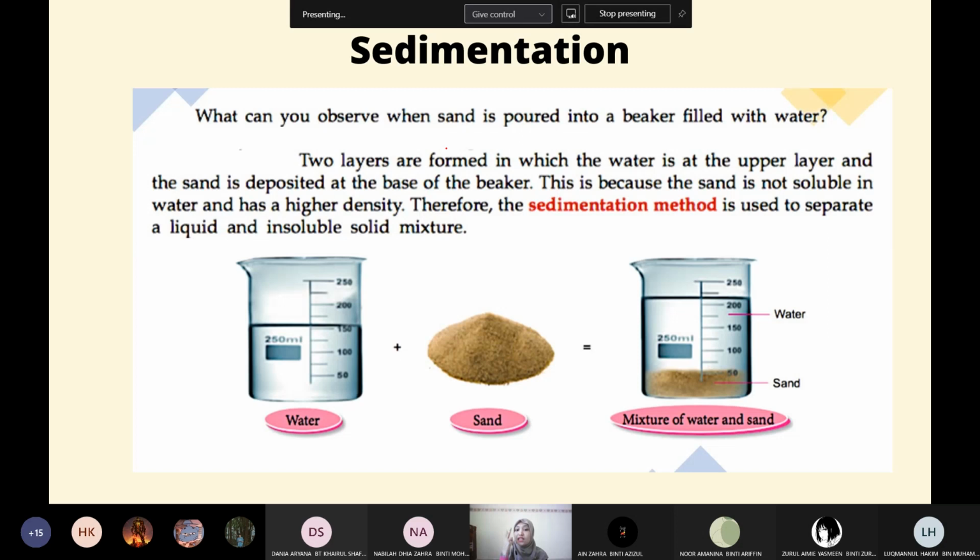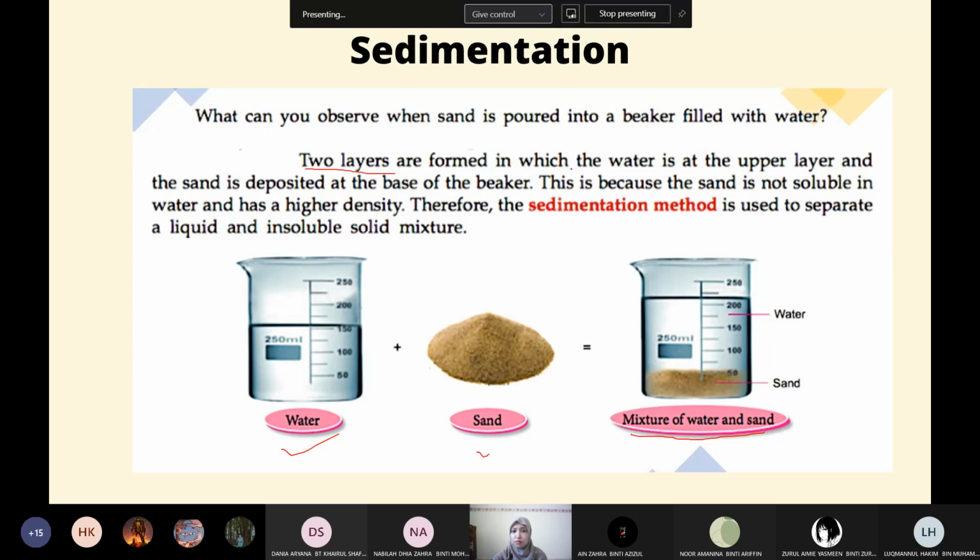So they form two layers, okay. So when we have water, nampak ni, this is water, this is sand. When they mix together, they form a mixture of water and sand. Yang ini kita panggil heterogeneous mixture, okay. So they form two layers.